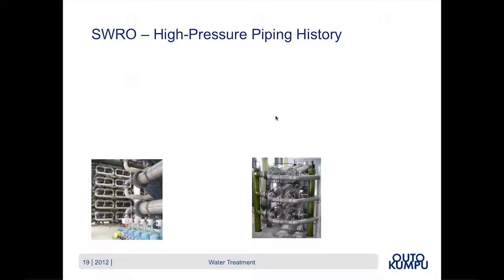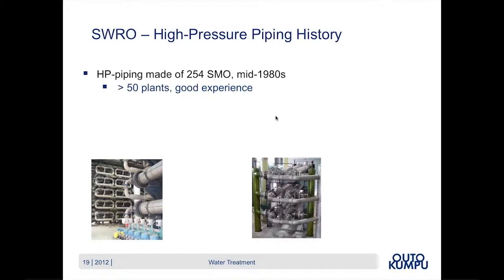Turning to a different grade, austenitic 254 SMO, the good news is that I don't have any horror story pictures to show you, as there aren't any reports of failures of this grade in high-pressure piping in seawater reverse osmosis. It's been extensively used in more than 50 plants around the world, and Outokumpu has been involved in more than half of them since the 1980s. However, successful though it is, many plants are now turning to the corresponding duplex grade to 254 SMO, which is 2507.